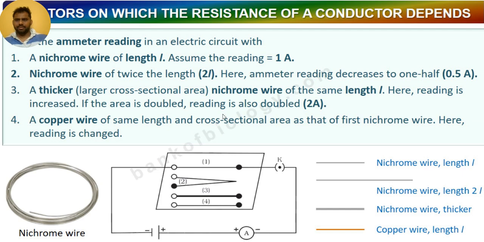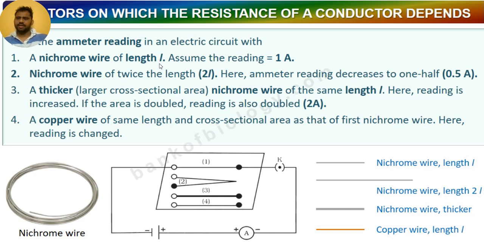Okay, so what is it telling us? What it says is that in any current carrying conductor, the length is directly proportional to the resistance. The higher the length, the higher the resistance. Okay, this is an important topic, the factors on which the resistance of a conductor depends. It depends on 4 things, or we can say even 3 things.